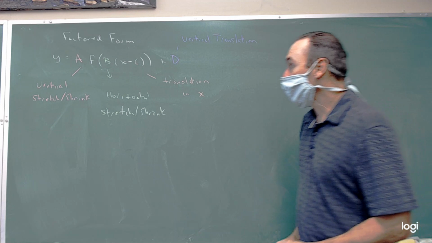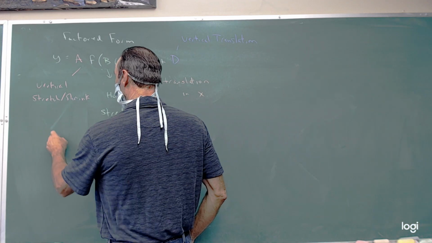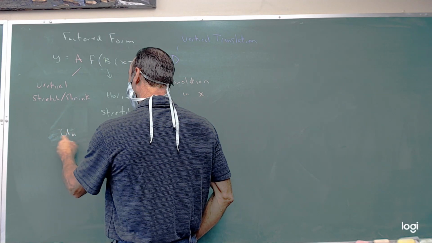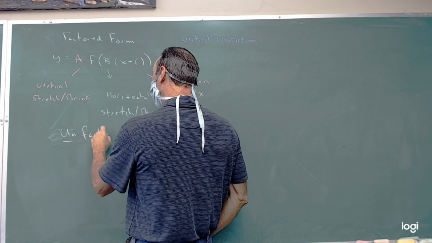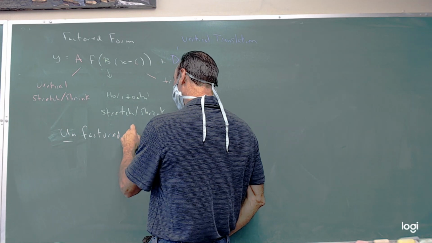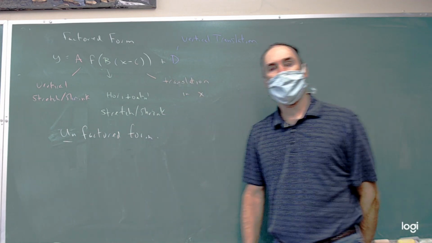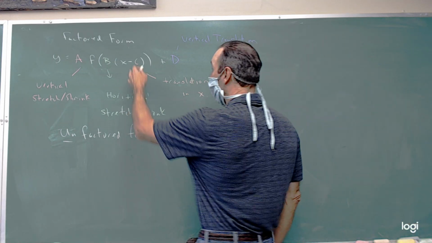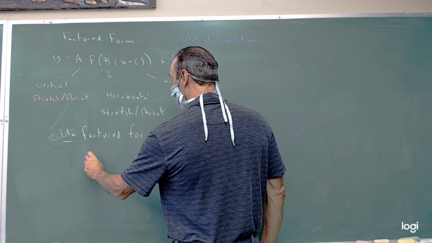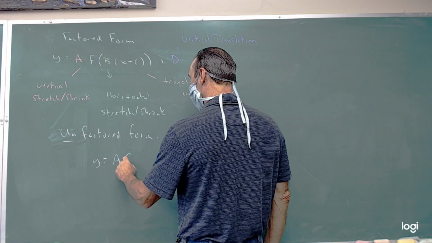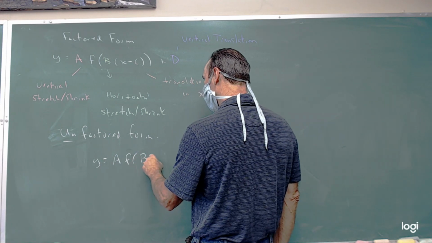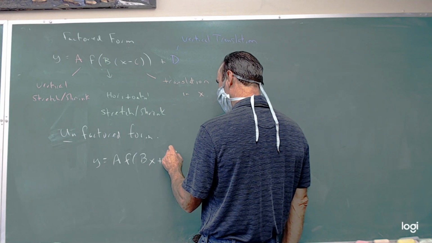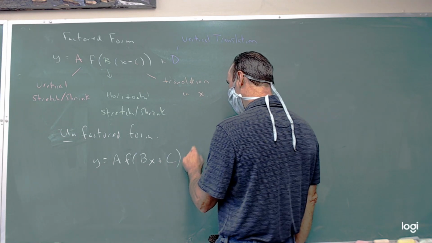Now we will see this at times where it is not factored. So, I guess I'll call it the unfactored form. And so be careful. When you see something in the unfactored form, it's easy to be misled on what that translation is going to be horizontally. So we might see something like a times f of, and I hesitate to even call this c, but I'm going to leave it there for now.